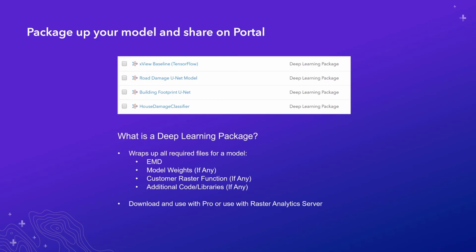So really what you do here is you package up your model so that you can share it on Portal. This is a screenshot of some of the deep learning models that we have on our portal. In this case, you see house damage classifier, a feature classification model, building footprint unit, road damage unit, and XU baseline. XU baseline was actually a model that we downloaded. It was a publicly available model, and we wrapped it up so that we could run it in ArcGIS. This is exactly what you would expect to do.